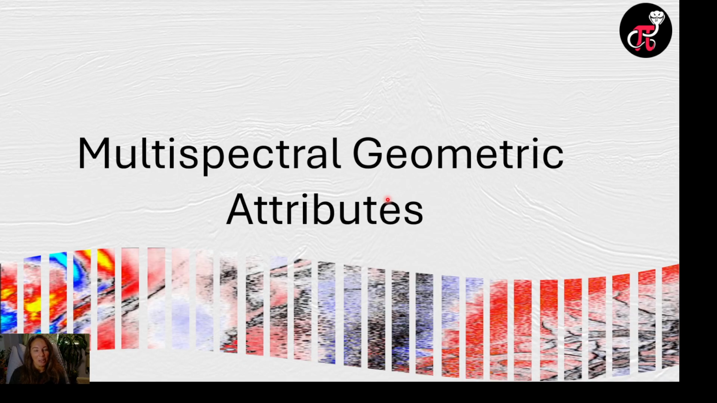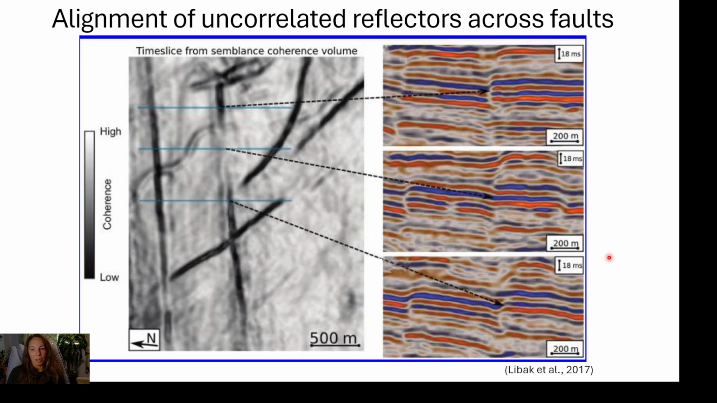All right, so now I want to talk about multispectral geometric attributes, which we've been using more and more in the last maybe 4 or 5 years in my research group. These work very similarly to spectral decomposition, if you're familiar with that, where you take your broadband seismic data and break it down into your spectral voices, or just around certain frequencies. And I'm going to show you an example.